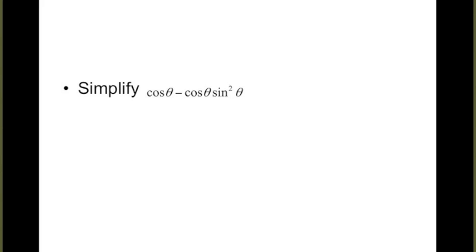Our first strategy is to factor when we can. So in this problem, do both terms have something in common? Cosine. So we're going to take out that cosine of theta, and we're going to be left with then 1 minus sine squared of theta.